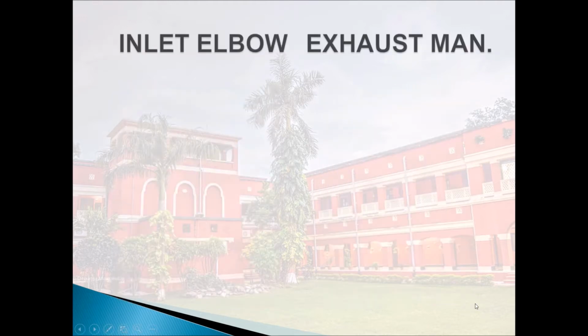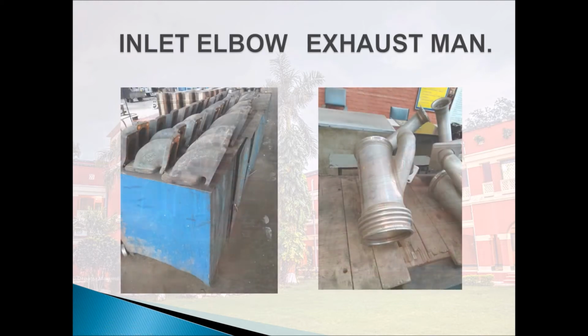Then come the inlet elbow and the exhaust manifold. The inlet elbow, as explained before, provides the pathway to the cylinder, while the exhaust manifold carries the exhaust gases from the cylinder to the turbo supercharger.